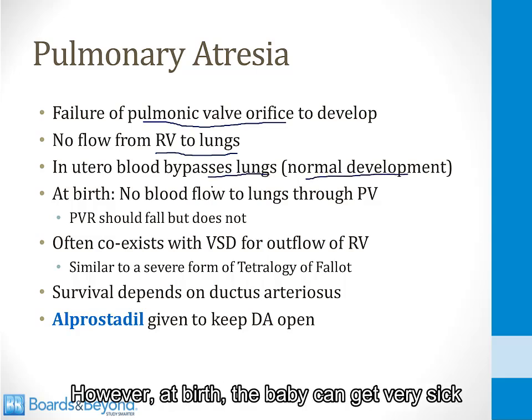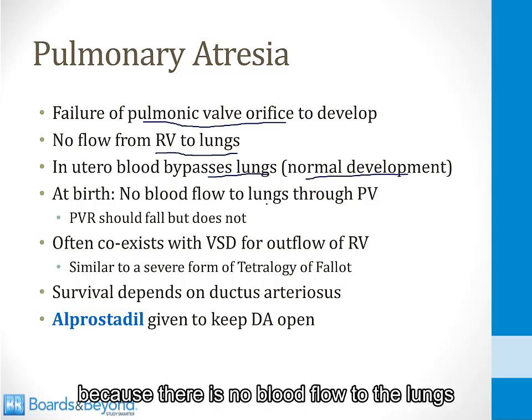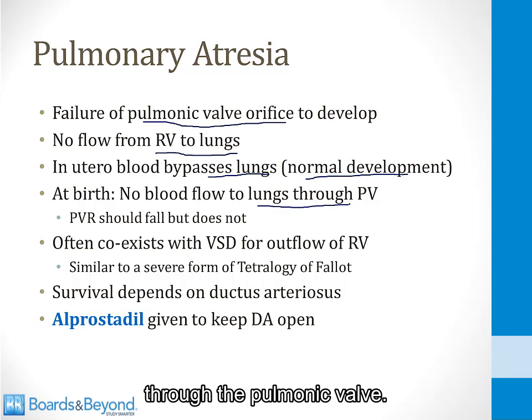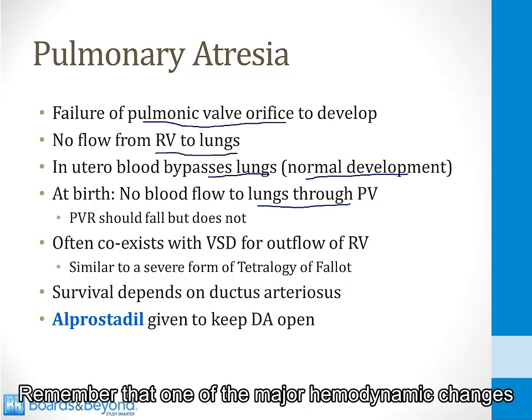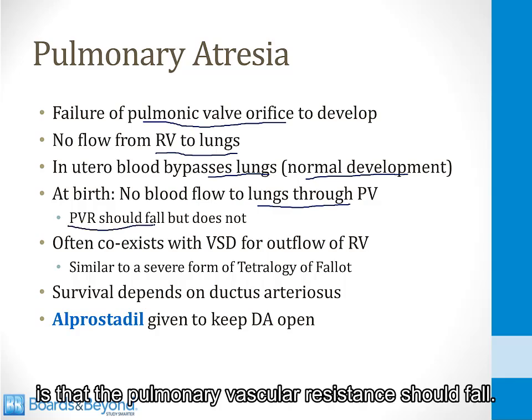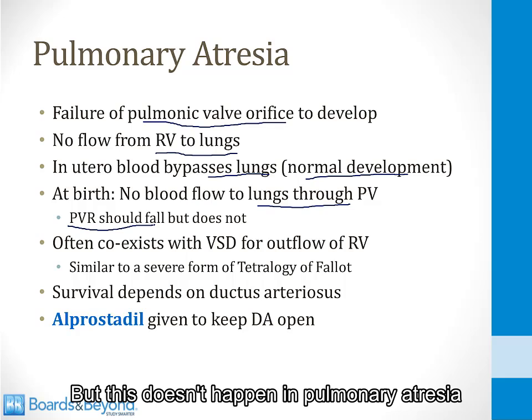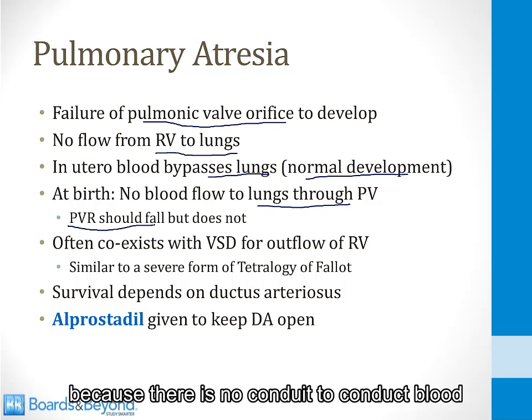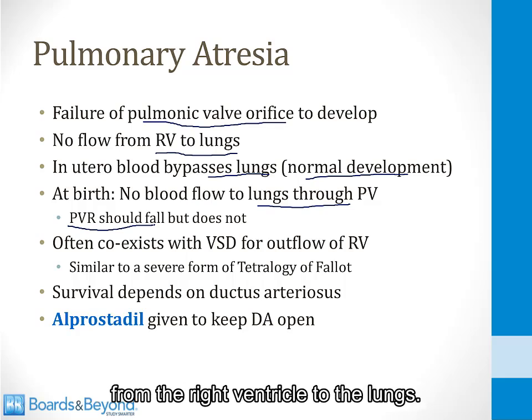However, at birth, the baby can get very sick because there is no blood flow to the lungs through the pulmonic valve. Remember that one of the major hemodynamic changes that is supposed to occur at birth is that the pulmonary vascular resistance should fall, but this doesn't happen in pulmonary atresia because there is no conduit to conduct blood from the right ventricle to the lungs.